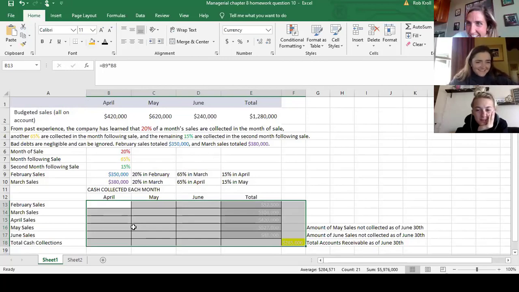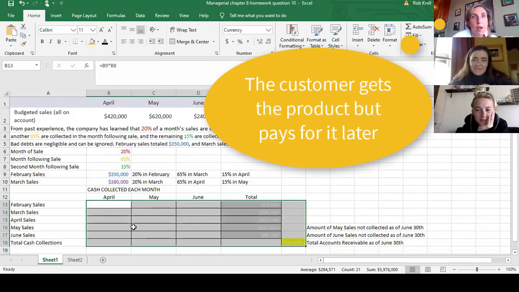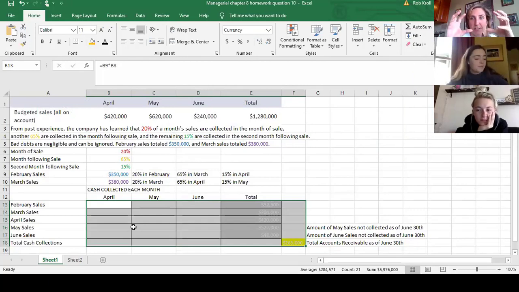So if I sell it on account, it really means I give my product to somebody and they don't pay me cash right away, right? I set up an accounts receivable. You're going to have to read in your problem. And again, I have set this up.